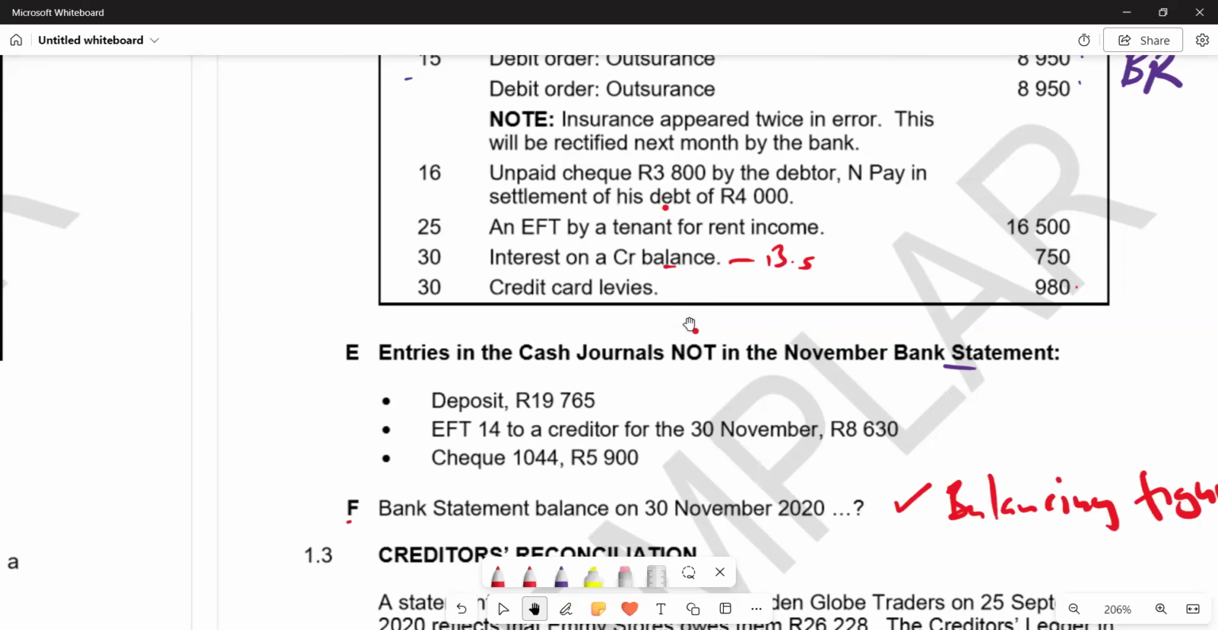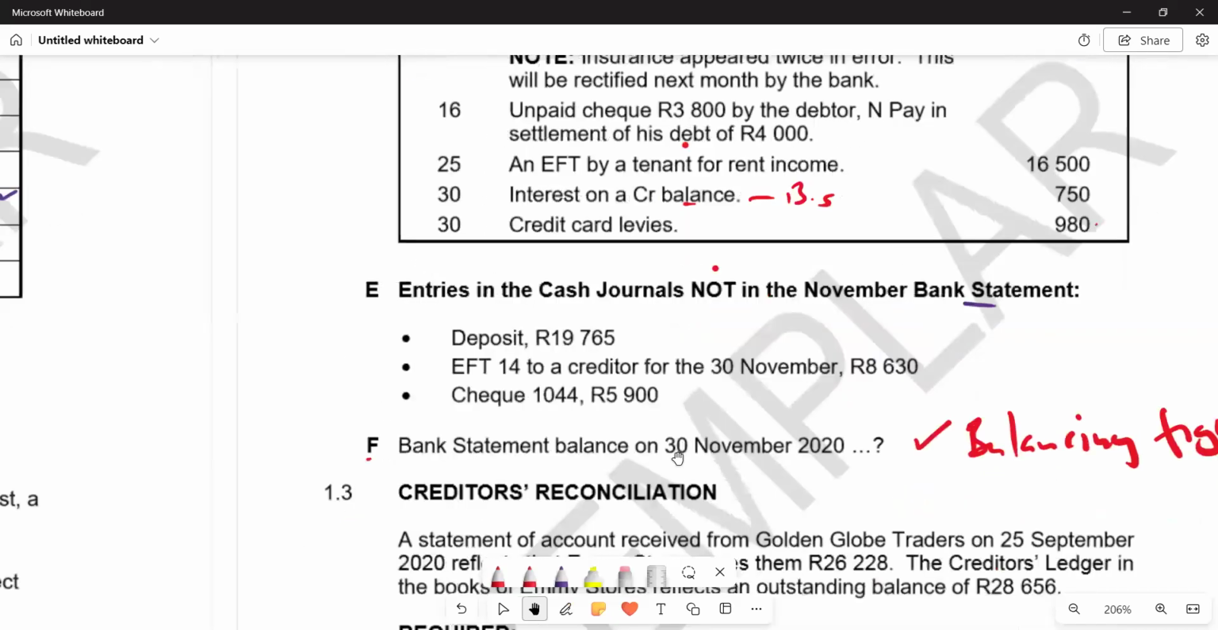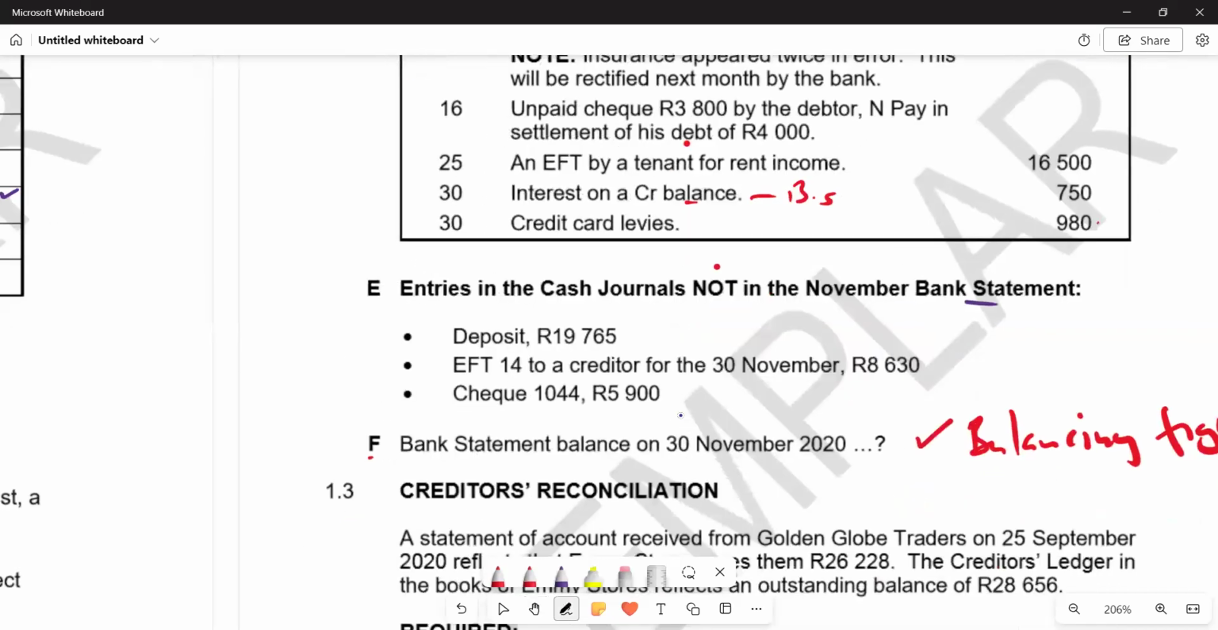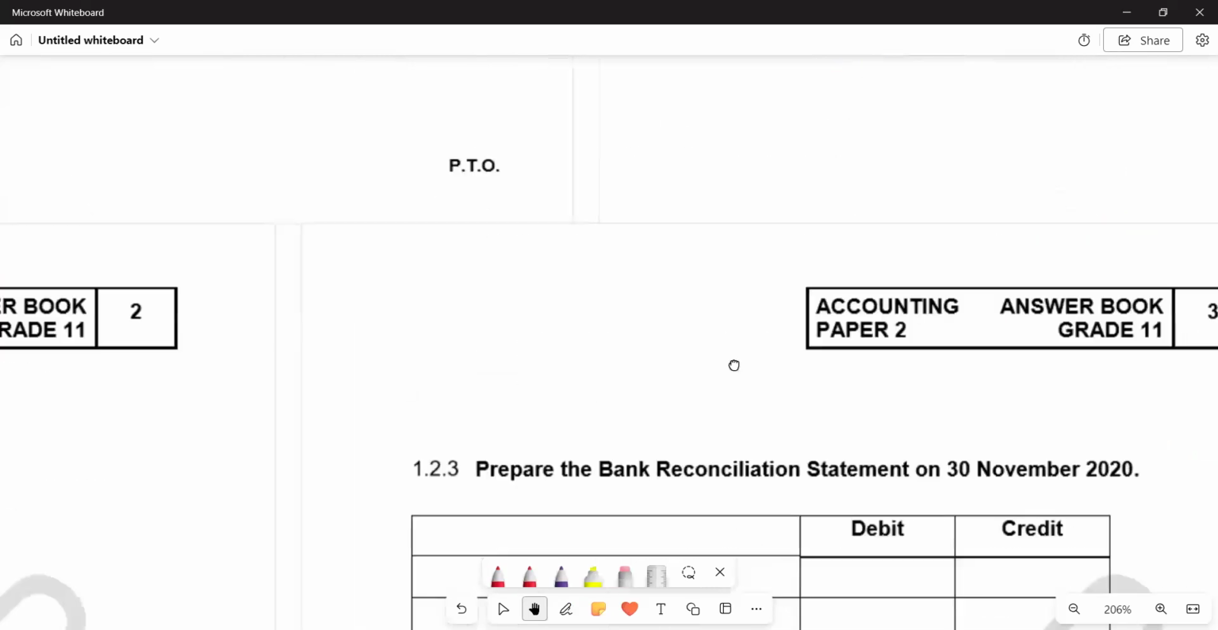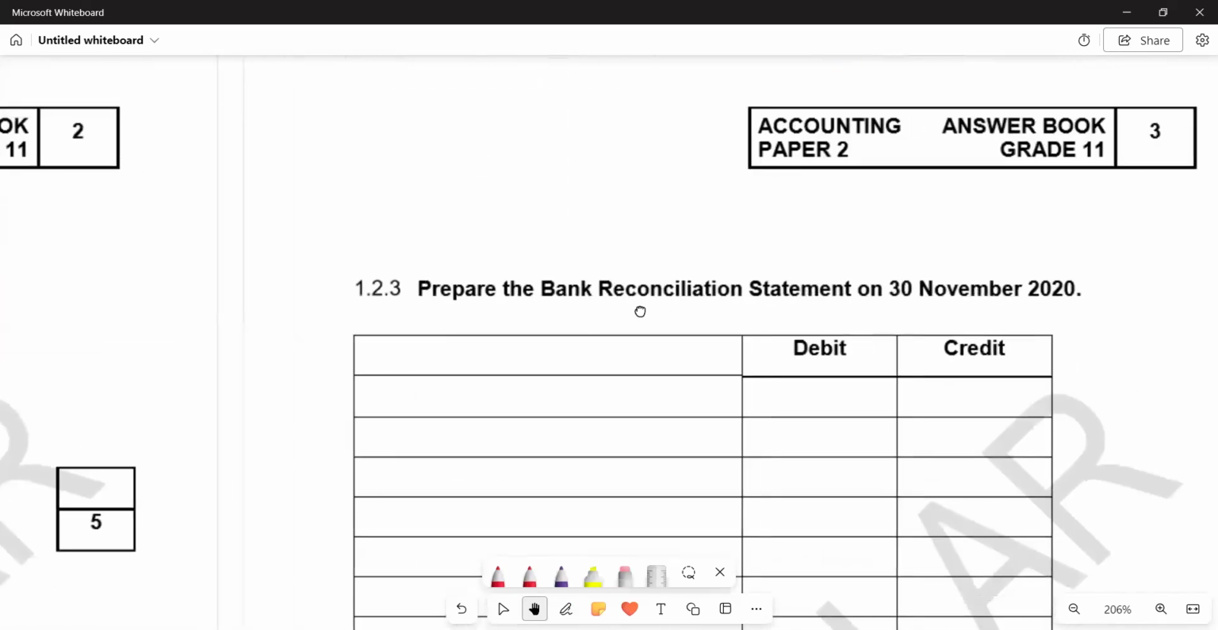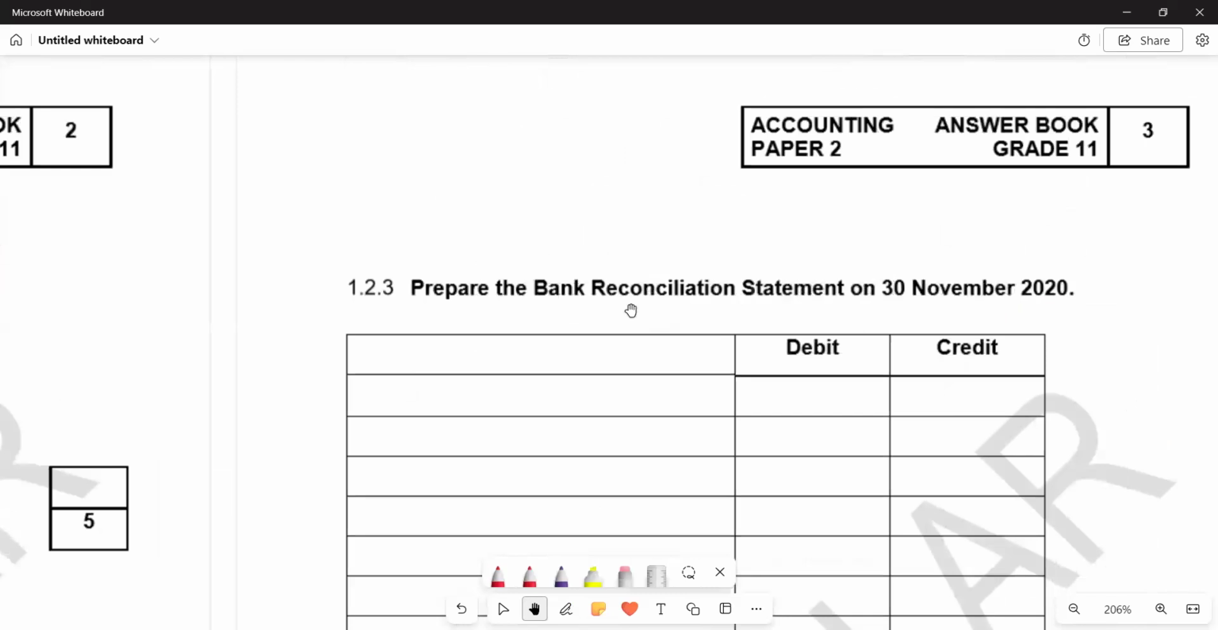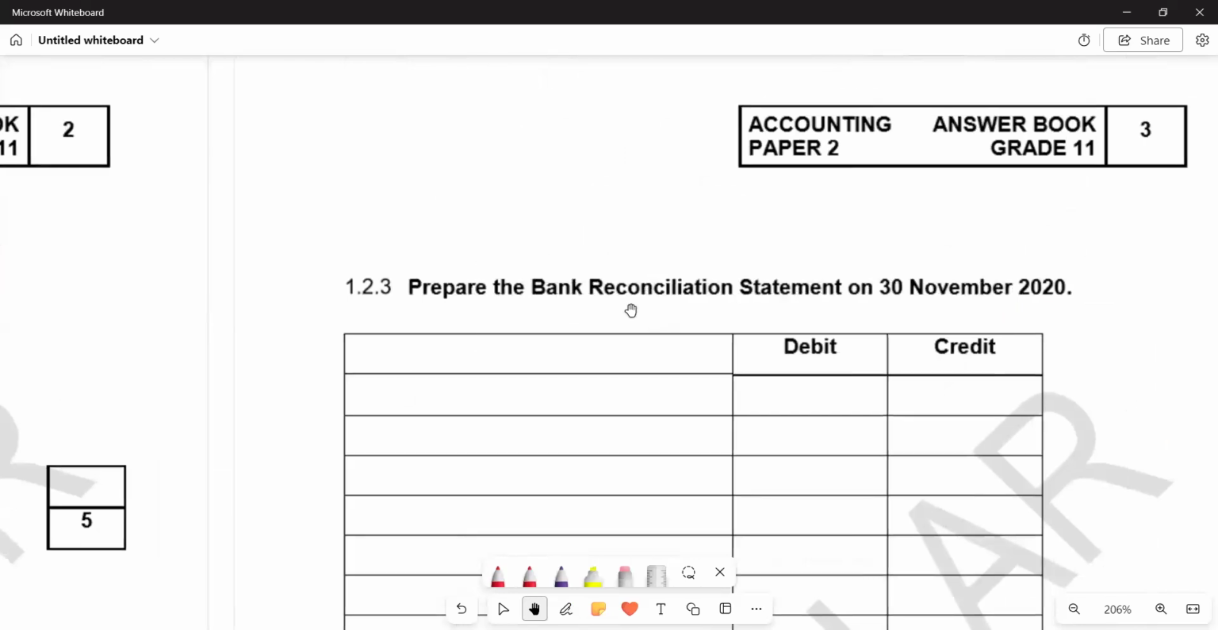So we go to the bank reconciliation statement, and we should also take into account that the bank statement balance on 30 November 2020 is a question mark, which means we don't have the opening balance in the bank reconciliation statement. We'll come back to it when we have finished the other entries that need to be done. So we come here and go to the bank reconciliation. This is the bank reconciliation statement on 30 November 2020. So we are saying this is the opening balance.